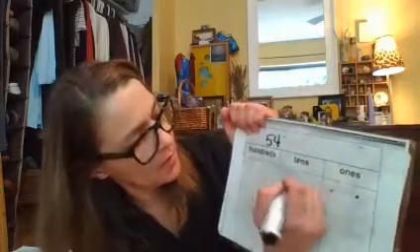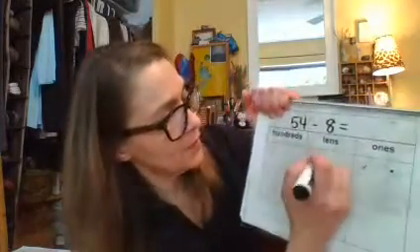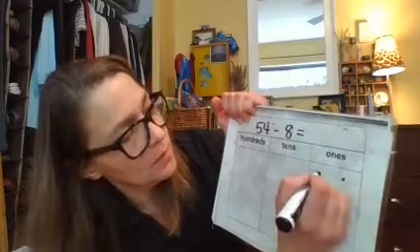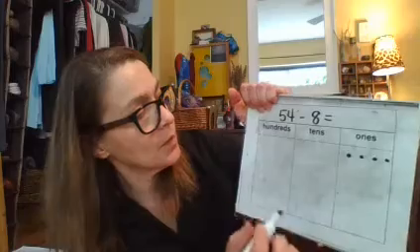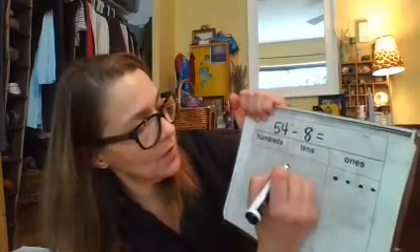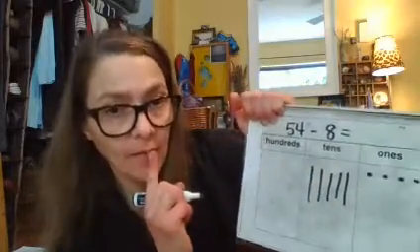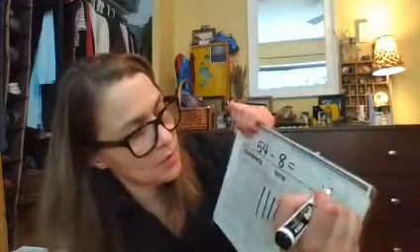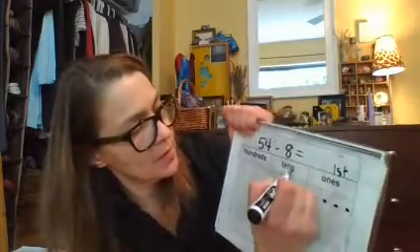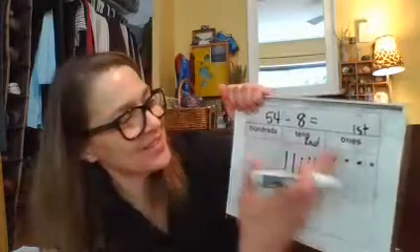54, and that's our total, and we're going to take away 8. So we're going to draw 54. 1, 2, 3, 4, and then we're going to draw the 5 tens. Okay. And we see that we do this first, and this second. I taught you that in the beginning of the school year, first and then second.